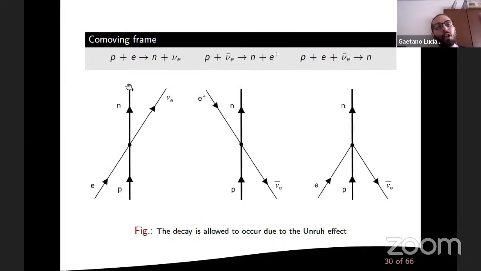So for instance, the proton can pick up an electron from the thermal bath and decay into a neutron and an electron neutrino, or can pick up an antineutrino and decay into a neutron and a positron, or can pick up both an electron and an antineutrino and decay into a neutron. And this occurs thanks to the Unruh effect.